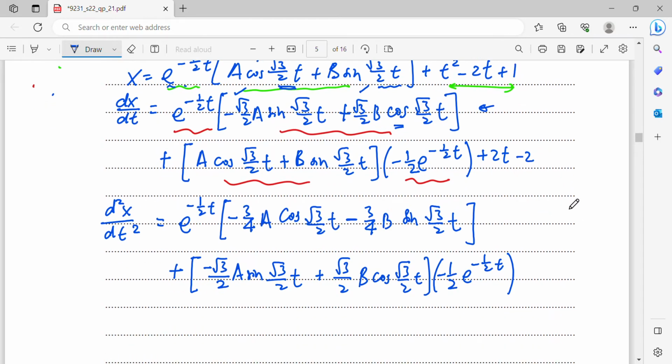Alright, so now same for the next part. So again, another product rule. So keep the whole bracket.